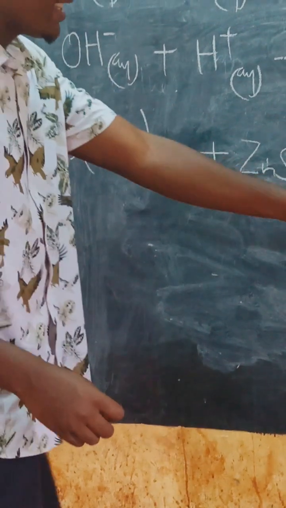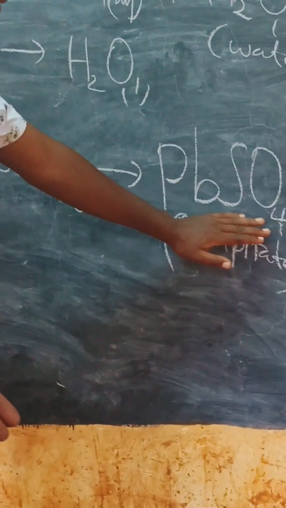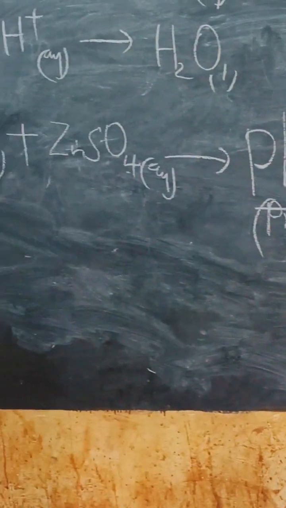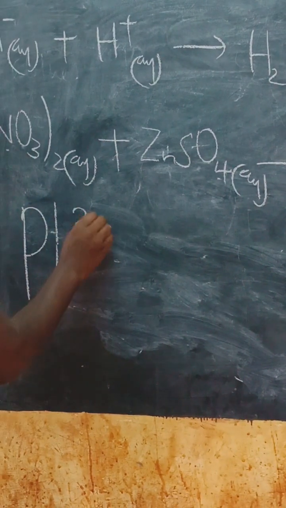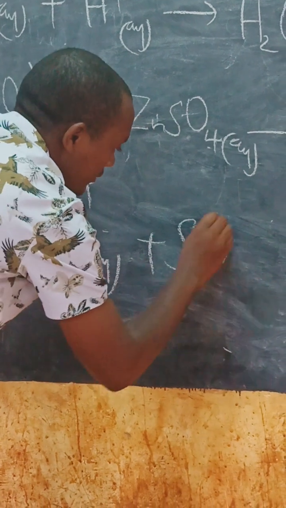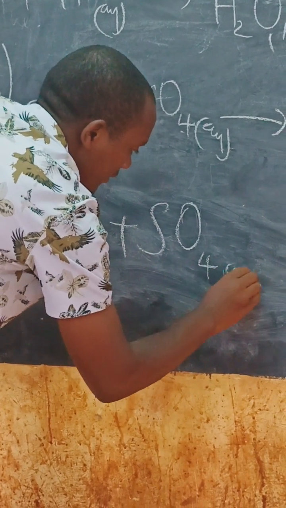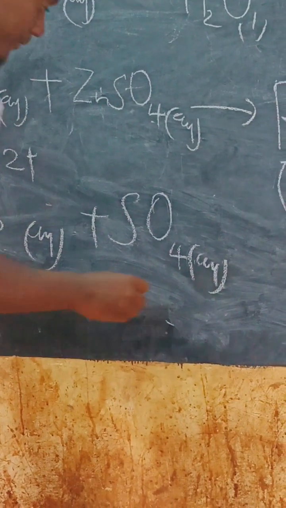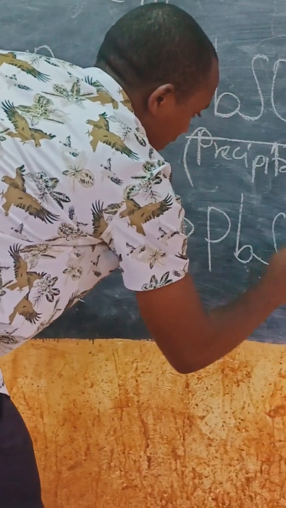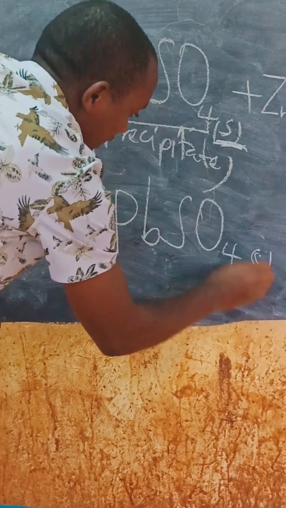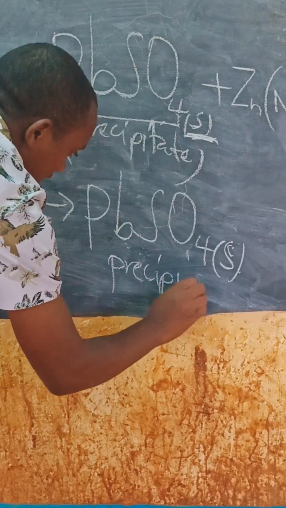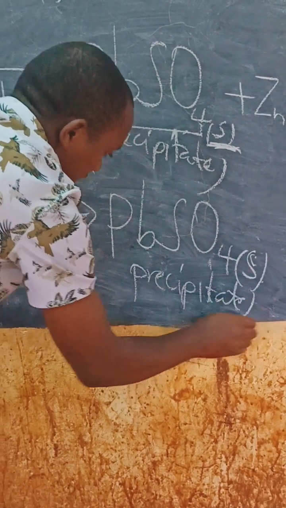So writing an ionic equation, it will be ions that undergo change. Ions that undergo change are the ones that are included in the ionic equation. So ions that have undergone change to form a solid are lead ions and sulfate ions. Therefore, lead ions, Pb2+ aqueous, plus SO4 2- aqueous will give me PbSO4 solid. This is a precipitate. The solid.